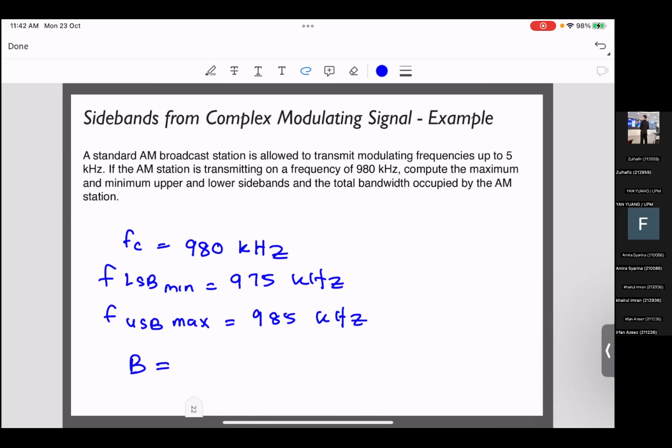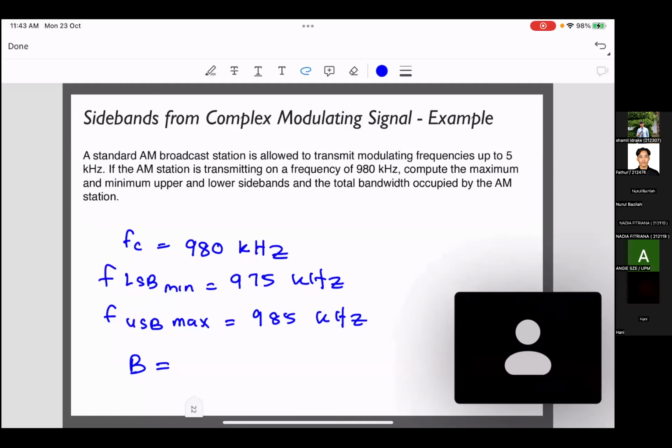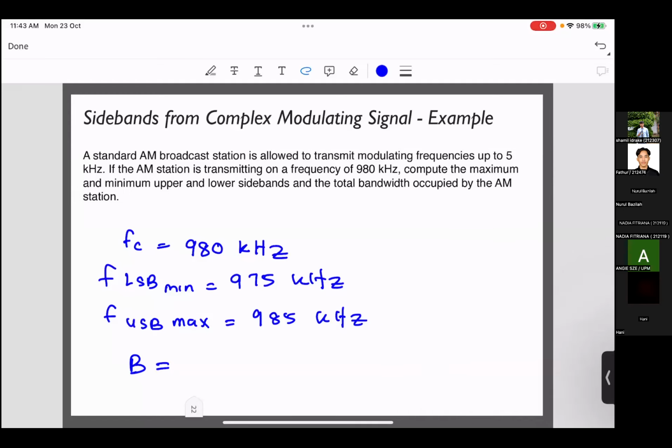Can I get a girl this time. Nadia Fitriana, what is the bandwidth here? Is Nadia there? Okay, Nadia is not there. Oh, she is there. Okay, Nadia, what is the bandwidth? Ten. Complete the answer with units.